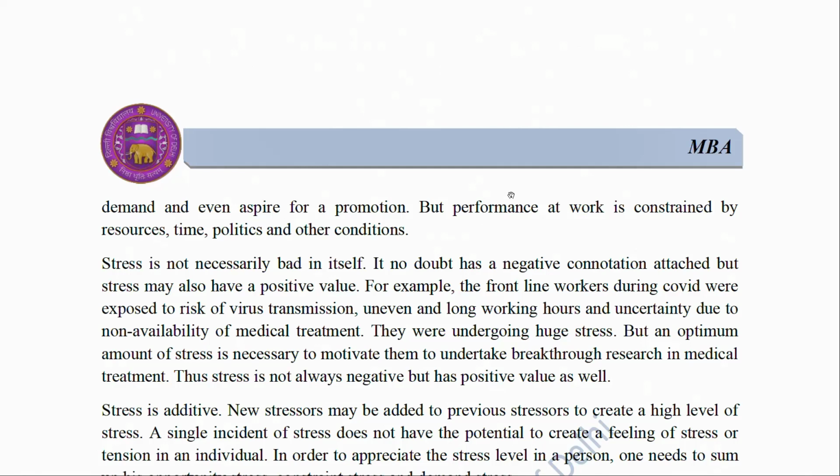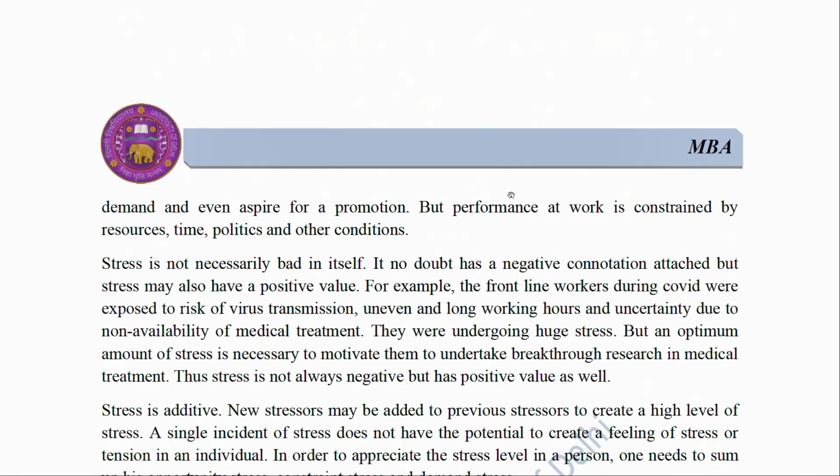Stress is not necessarily bad in itself. It, no doubt, has a negative connotation attached, but stress may also have a positive value. For example, the frontline workers during COVID were exposed to risk of virus transmission, uneven and long working hours, and uncertainty due to non-availability of medical treatment. They were undergoing huge stress, but an optimum amount of stress is necessary to motivate them to undertake breakthrough research in medical treatment. Thus, stress is not always negative but has positive value as well.